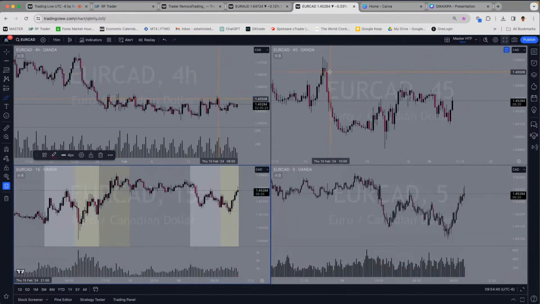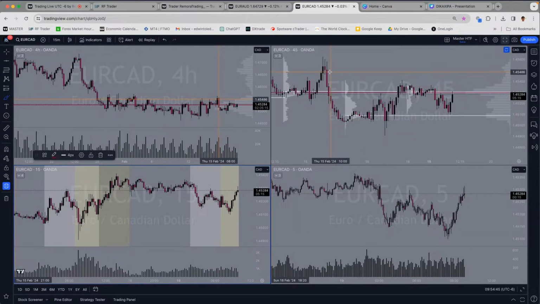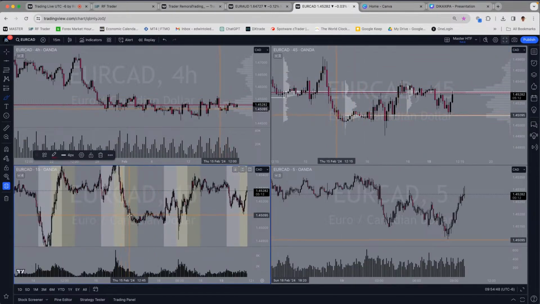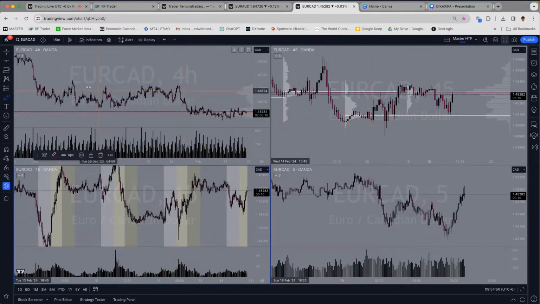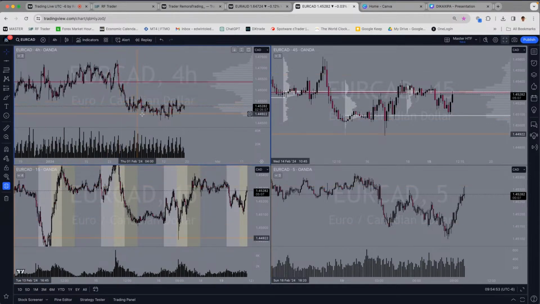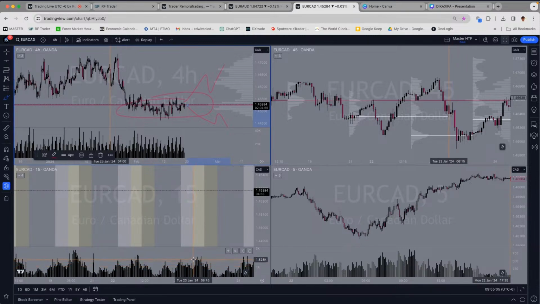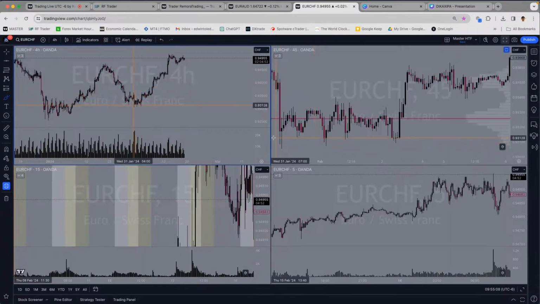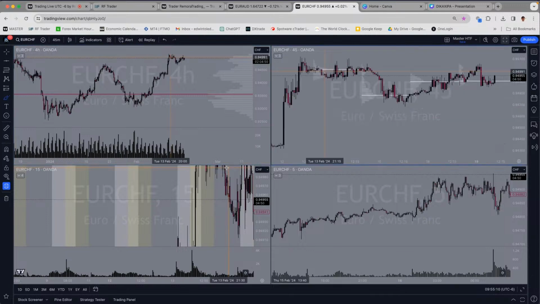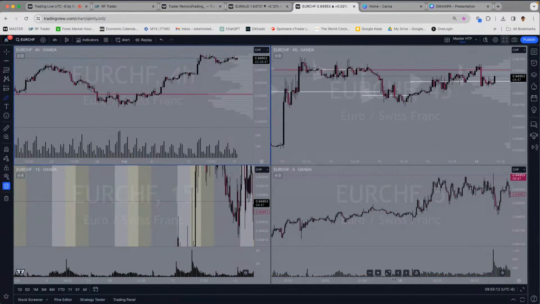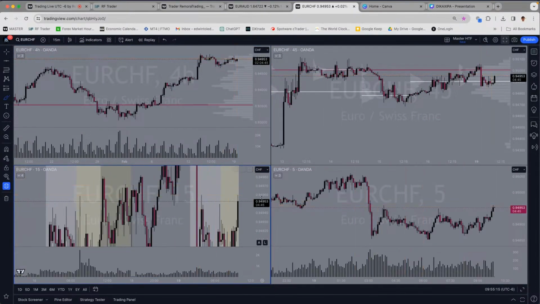Alright. Eurocat. This pair is funny, because look at the range in 4H. I don't think I wanna mess with this. It could break anywhere, so why bother over there? I am out of that thing. I just wanna get away from that pair right now.